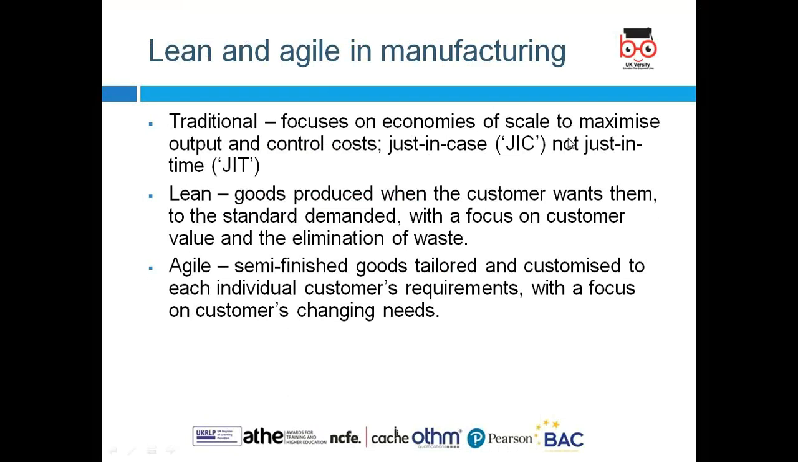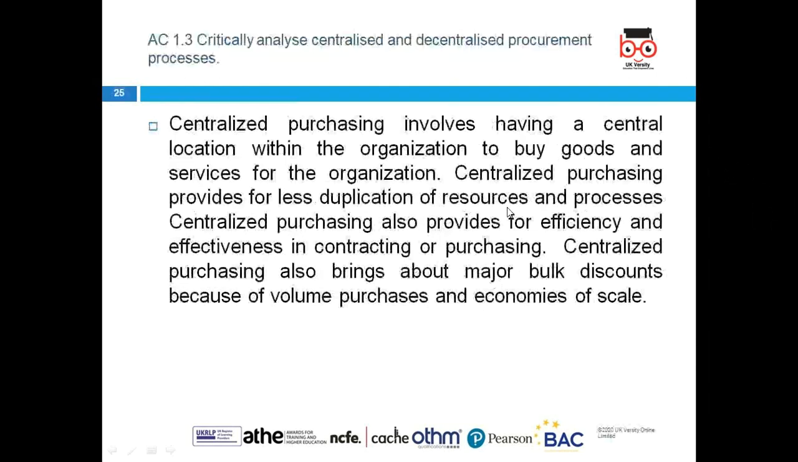Okay, sorry about that. Lean and agile manufacturing, that's all about reducing the waste. One is focused more on the customer needs, the other is focused on reducing the waste. Next, we're looking at the critical analysis of centralized and decentralized. What is meant by centralized and decentralized? And why do we need it? What do you think?